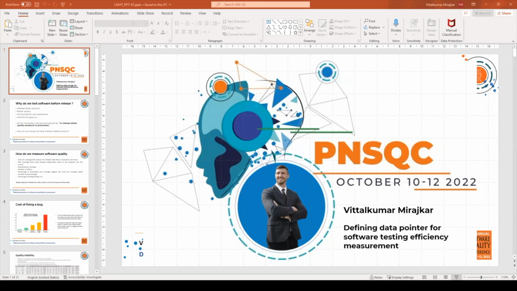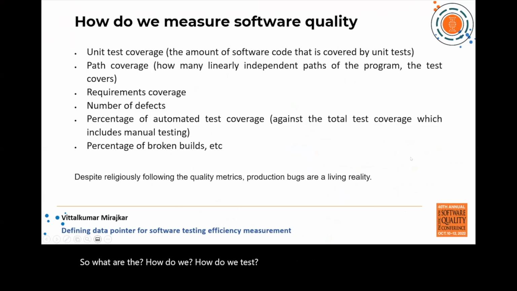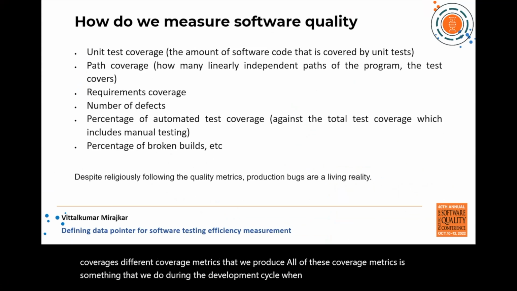So how do we test software quality? Usually we have the traditional approach of having unit test coverage, path coverages, different coverage metrics that we produce. All of these coverage metrics are something that we do during the development cycle. When it's being tested, it's still within your boundaries.